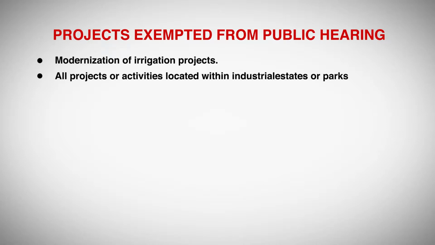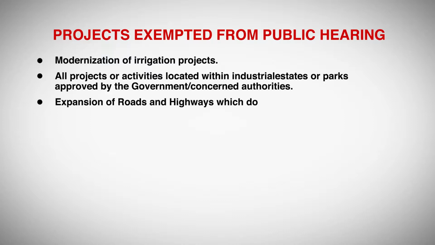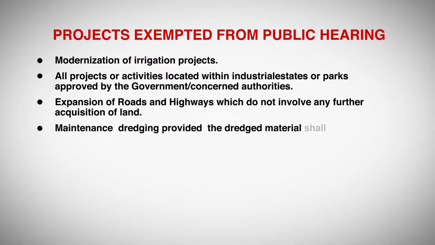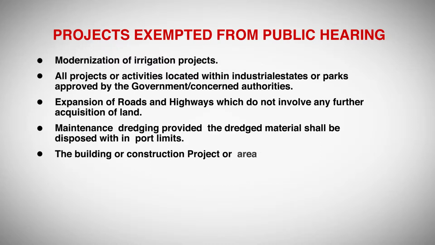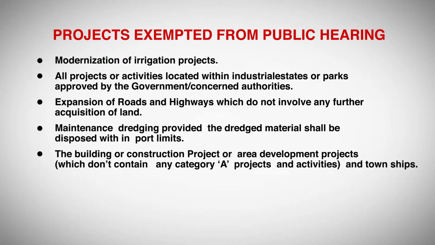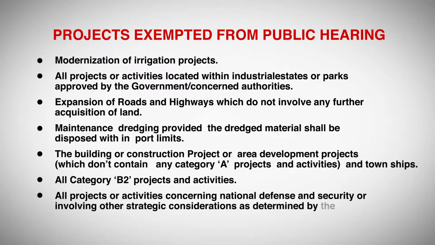Now, which are the projects for which EIA public hearing is not required? They are modernization of irrigation projects, all projects or activities located within industrial estates or parks approved by the government, expansion of roads and highways, maintenance dredging, provided the dredged material shall be disposed within port limits, building or construction projects or area development projects and townships, all category B2 projects and activities, and all projects or activities concerning national defense and security or involving other strategic considerations as determined by the central government.